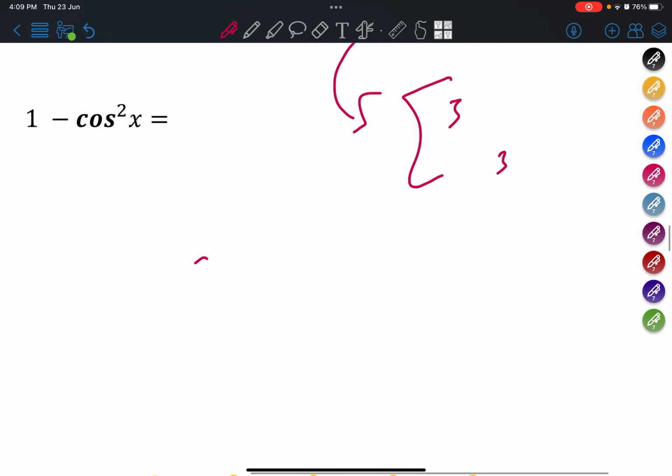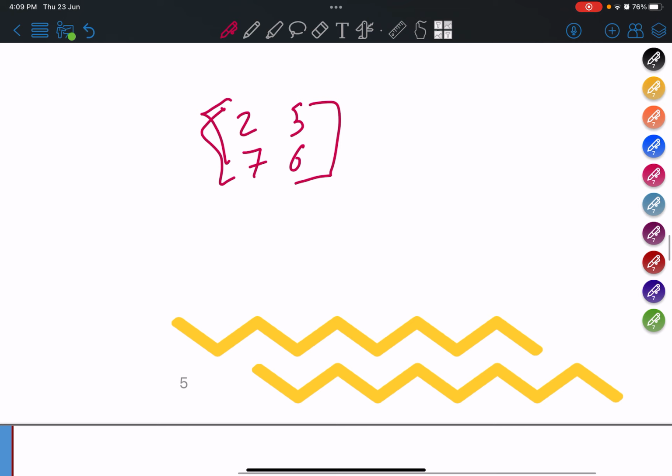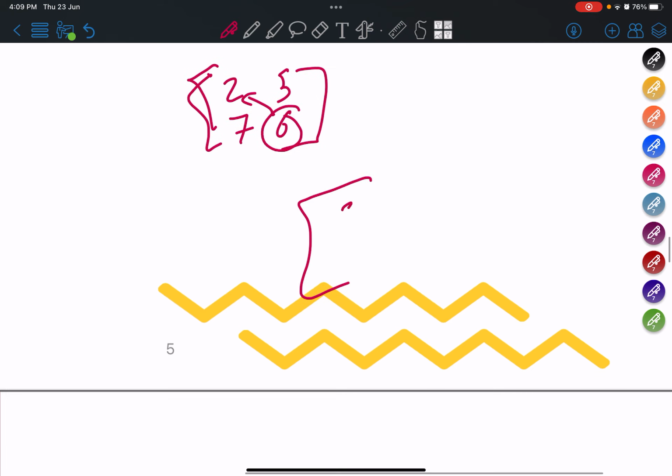But for example, if we had the matrix 2, 5, 7, 6, and we want to write the adjoint, as we said, 6 will switch position with 2, so it will be 6 and here 2. And as we said, we'll take the inverse sign, so this will become negative and this will become negative.